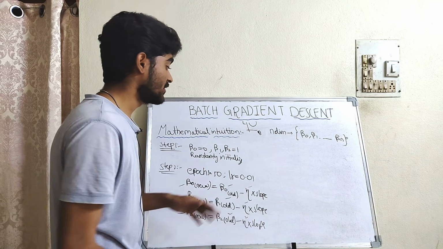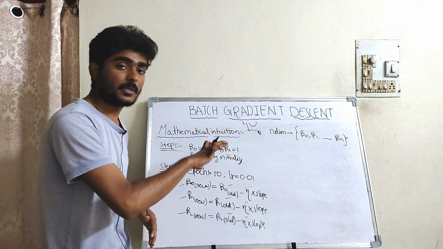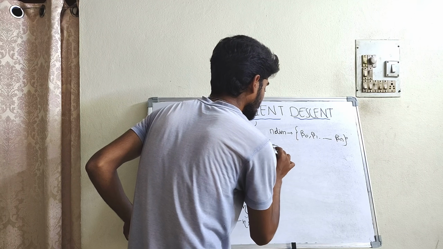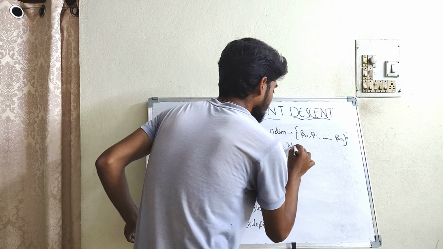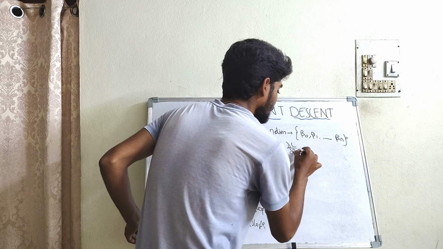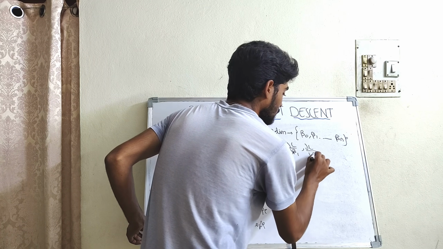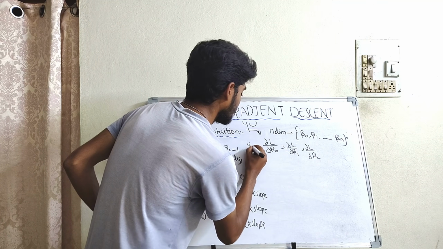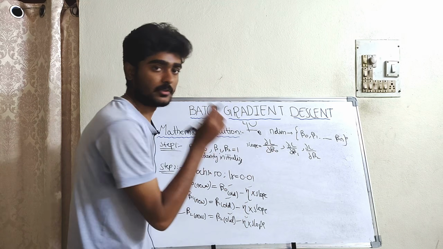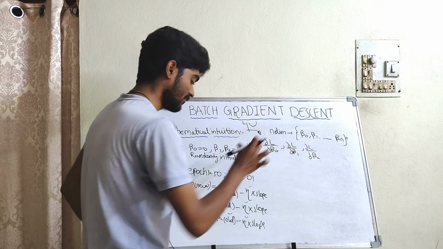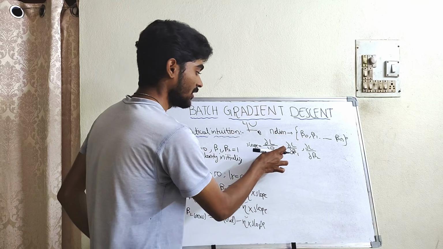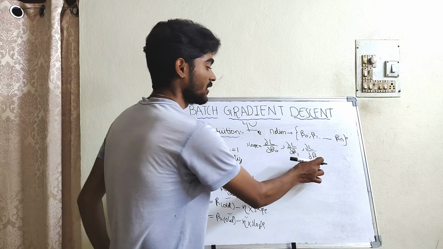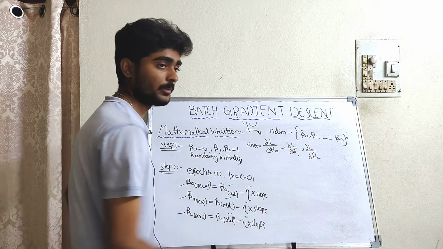Okay, we partially differentiate the loss function with respect to beta naught, beta 1, beta 2. That is, first we determine del L by del beta naught, then del L by del beta 1, and del L by del beta 2. This is the slope. For the first equation it is del L by del beta naught, for the second it is del L by del beta 1, and for the third it is del L by del beta 2.